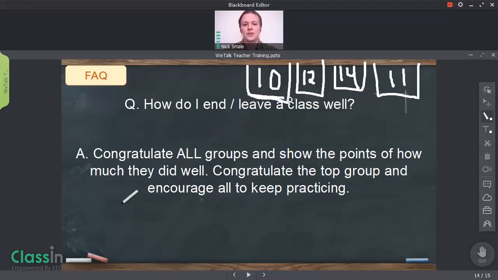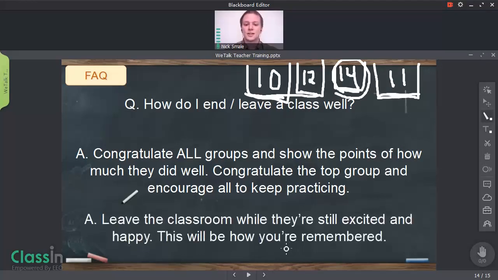This way, you're encouraging every group. And on top of that, you can encourage the top group especially and say, Group 3, you are winners for today. Congratulations. Every group will want to be that group that wins. And so there's a little bit of competition, but at the same time, it is not so difficult to reach that point because they all have similar points.